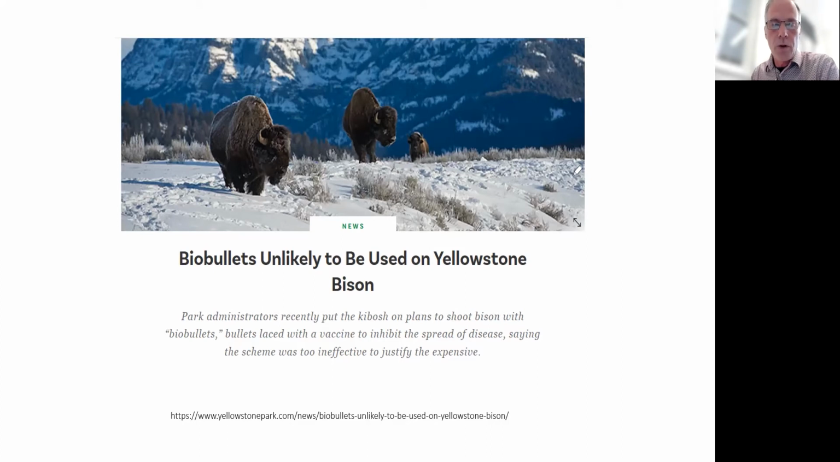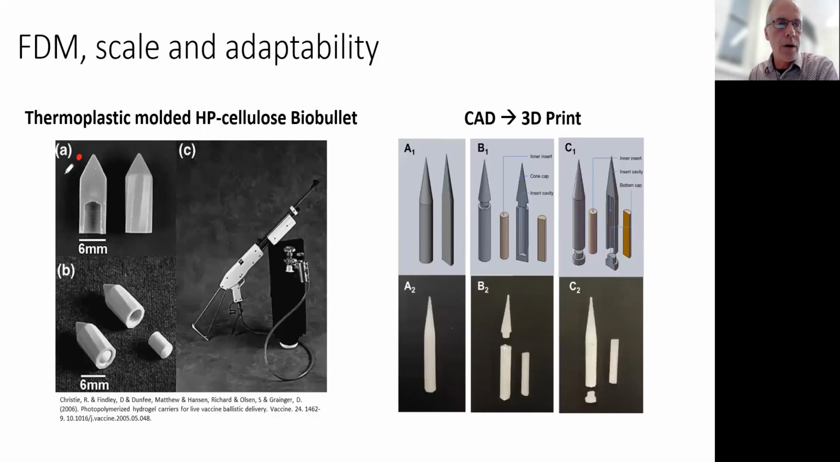And so this was looked at some years ago. It was understood that a biodegradable bullet to deliver vaccines would be required, but the technology at the time wasn't essentially cheap enough. And so the program had to be abandoned. So the program was going to use this thermoplastic injection molded hydroxypropyl methylcellulose biobullet, so biodegradable thermoplastic, each one individually formed in a mold or a mold with many cavities.